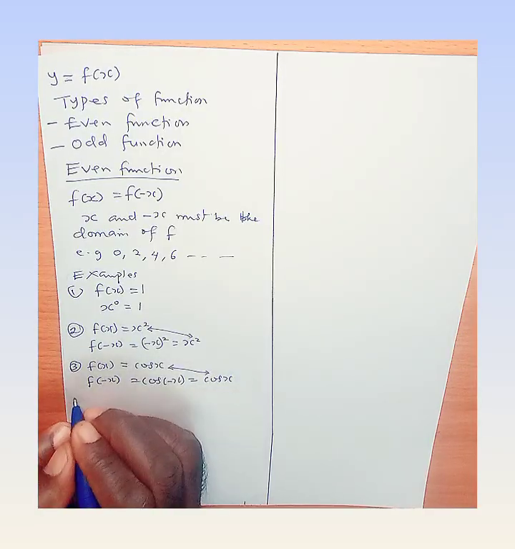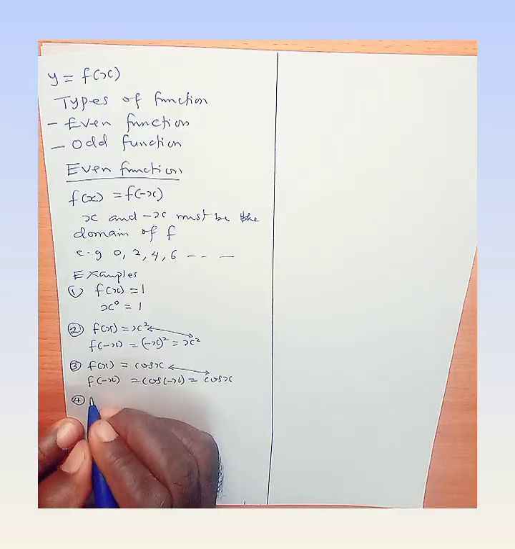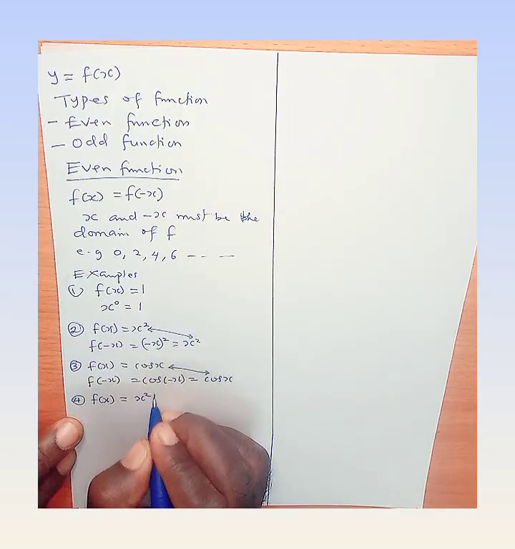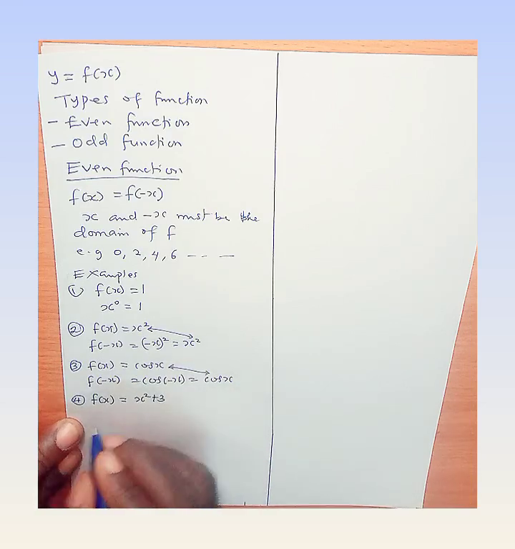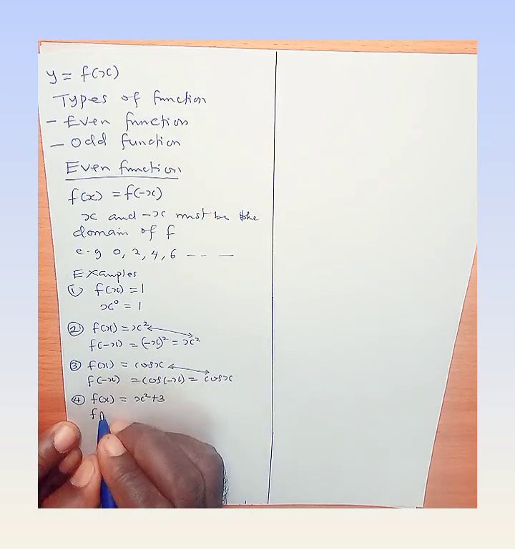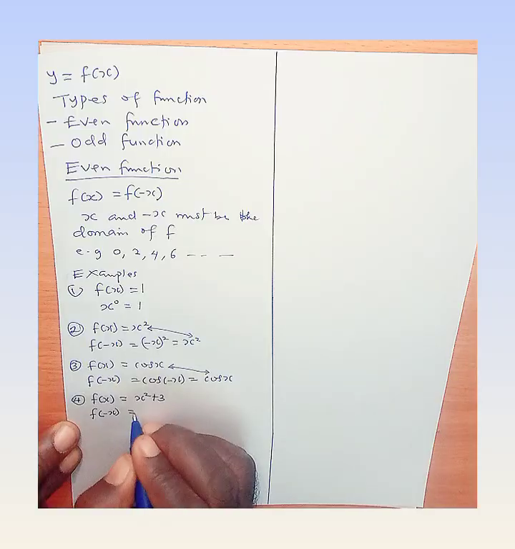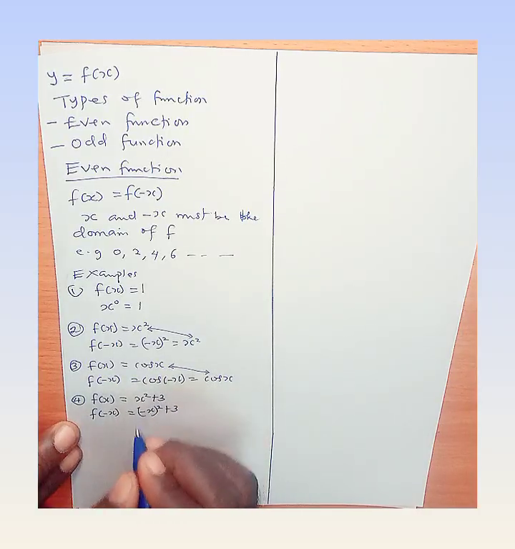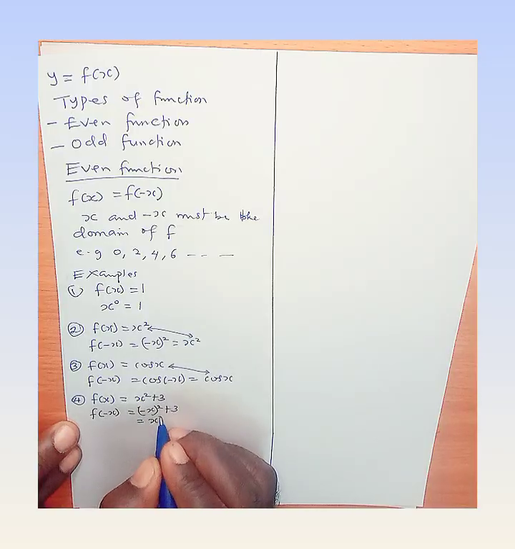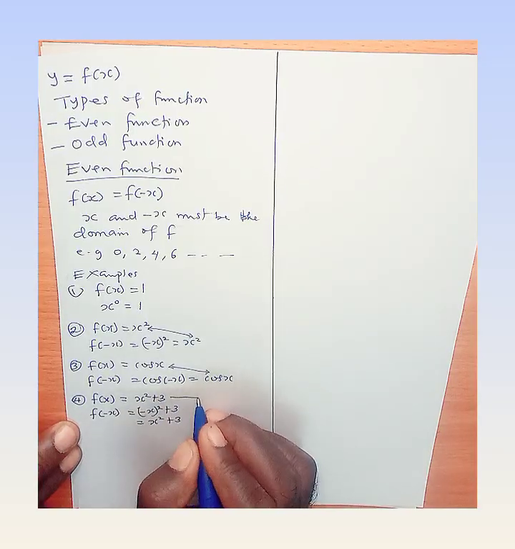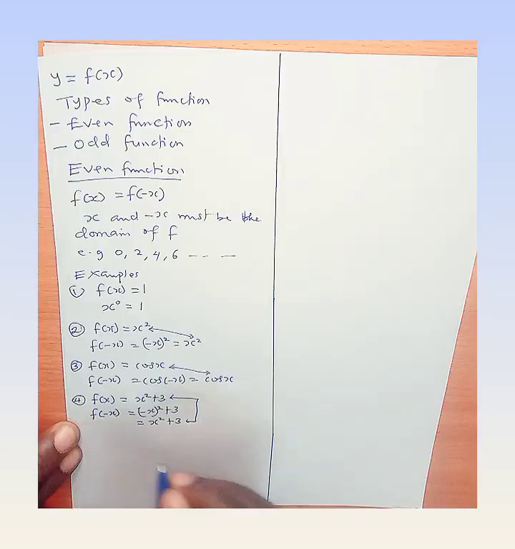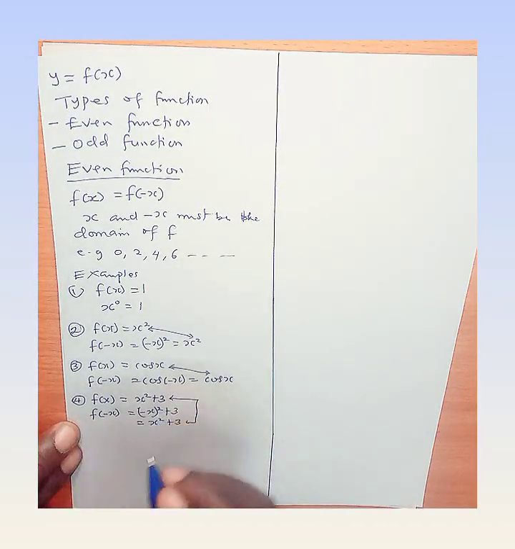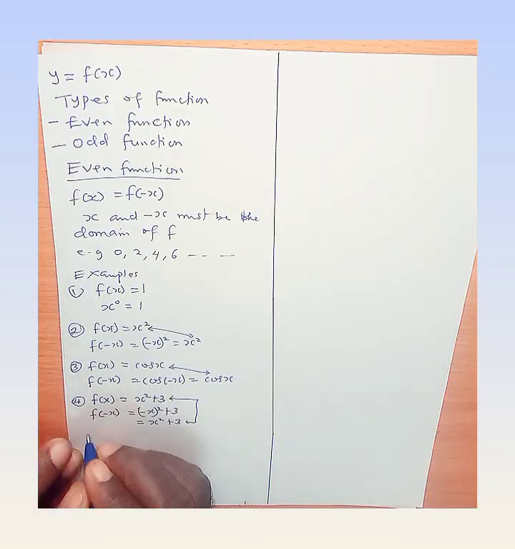Now let us take a look at another example. We have f of x, which is equal to x squared plus 3. Now this is f of x. Then its negative value is f of minus x, which is equal to, we replace this one with minus x, then we square it plus 3. When we evaluate this, it will also give us x squared plus 3. You see that this one and this one are the same. Therefore, f of x is equal to x squared plus 3 is regarded as an even function.